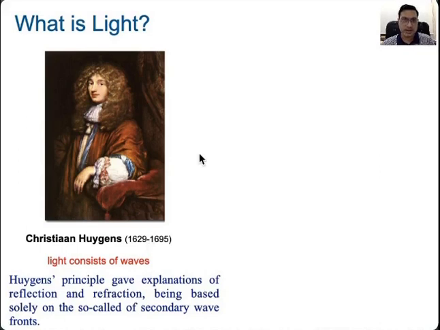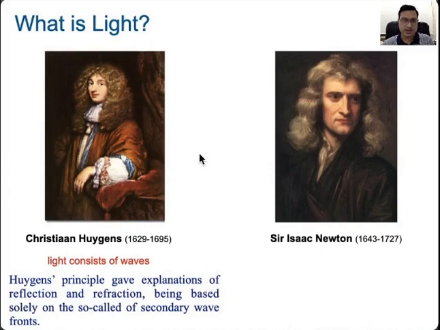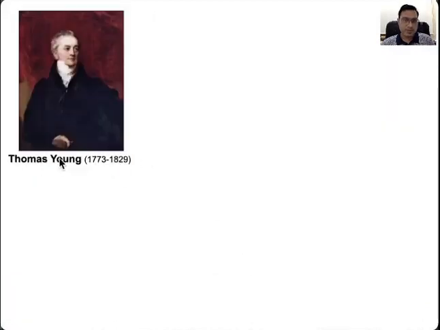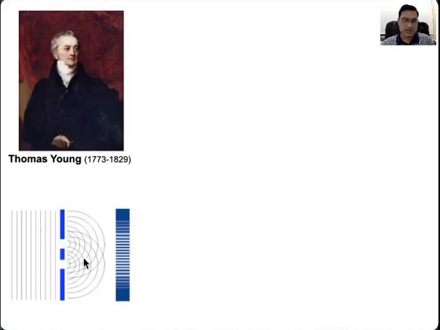On the other hand, there was another hypothesis put forward by Sir Isaac Newton, who said that light consists of particles. He proposed that light consists of material corpuscles in motion. Later, in the late 18th and early 19th century, Thomas Young showed that the wave nature of light is able to explain the interference from a double slit. That's what we call Young's double slit experiment. Here the plane wave comes, passes through the two slits, you get secondary wave fronts, they start interfering, and you see dark and bright fringes on the detector.